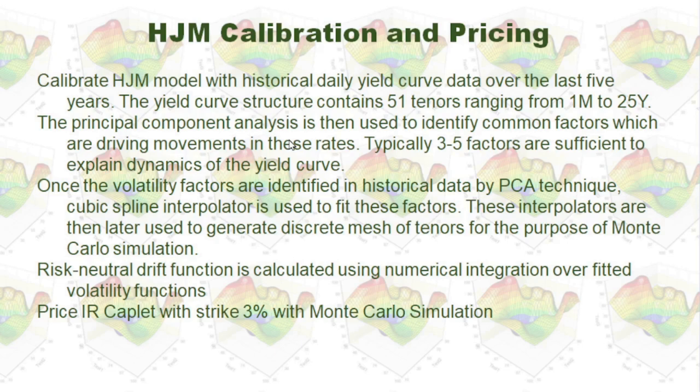Then, once the volatility factors are identified in historical data by the PCA technique, I use a cubic spline to fit these factors. And these interpolators are then later used to generate a discrete mesh of tenors for the purpose of Monte Carlo simulation. Then it comes to the most important part. We are going to calculate the risk neutral drift function. Finally, we are going to use our calibrated HJM model to price an IR caplet with strike 3% with Monte Carlo simulation. Now, let's go to Python and see how it works.